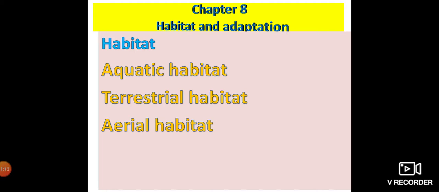Okay, dear students, that's about habitat and the different classifications of habitat. So what is habitat? Habitat means the natural home of an organism and its immediate surroundings. In this portion, you have to study the definition of habitat and the different classifications of habitat such as aquatic habitat, terrestrial habitat, and aerial habitat. The divisions of terrestrial habitat include desert habitat, mountain habitat, polar habitat, and forest and grasslands.